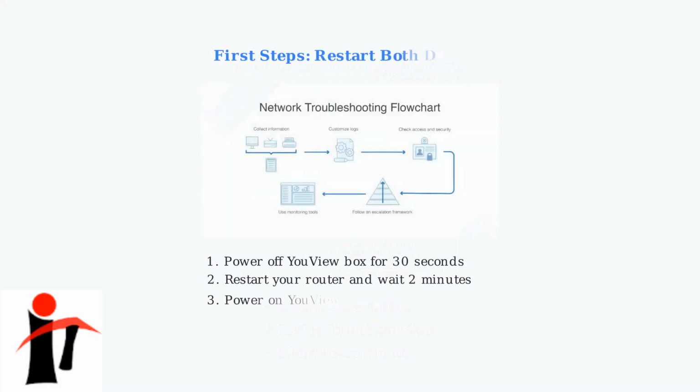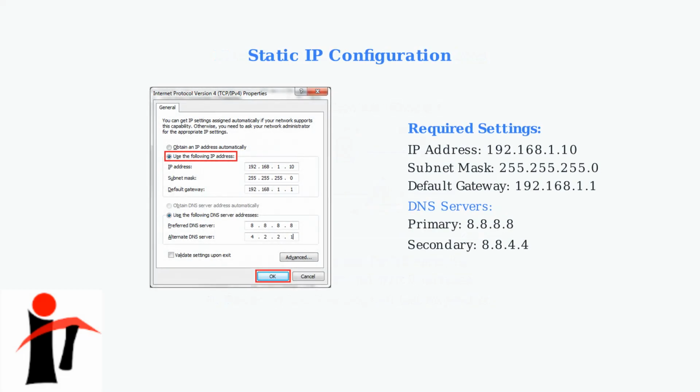Before switching to static IP, try restarting both your YouView box and router. This simple step resolves many DHCP-related issues by clearing temporary network conflicts and refreshing IP assignments. If restarting doesn't work, configure a static IP address.